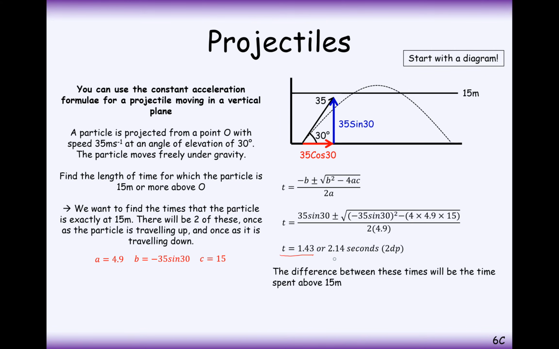Right, and what your calculator will give you is 1.43 or 2.14. So therefore, that's the point. 1.43 will be the time it takes to get to this point here, and 2.14 will be the time it takes to get to this point here. So therefore, the total time that it's above 15 meters will be the difference between these two times. So it's going to be 0.71 seconds above a distance 15 meters above the horizontal.